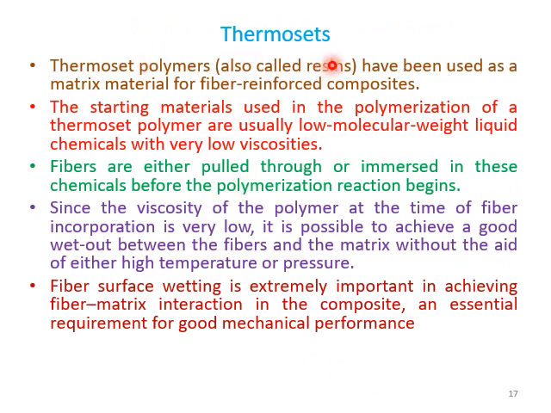Now thermoset resins are the most widely used matrix material in fiber reinforced composites in the category of polymer matrix composites. The main advantage of the thermoset polymer is that it has a very low viscosity. That is, the starting materials used in the polymerization of a thermoset polymer are usually low molecular weight liquid chemicals which have very low viscosities. That is why thermoset polymers, or thermoset matrices, or thermoset resins are highly preferred in applications involving continuous fibers, right?